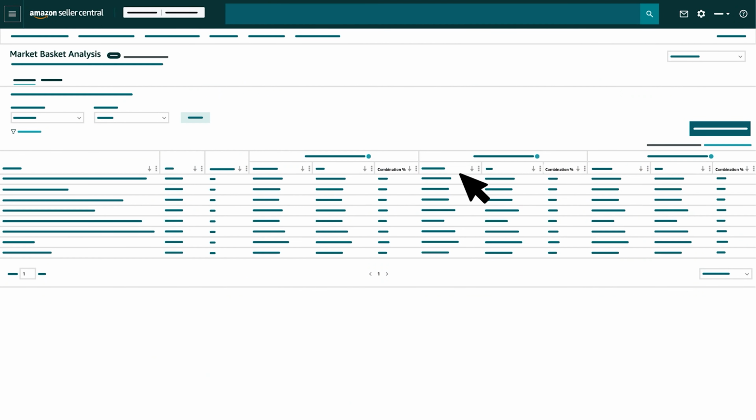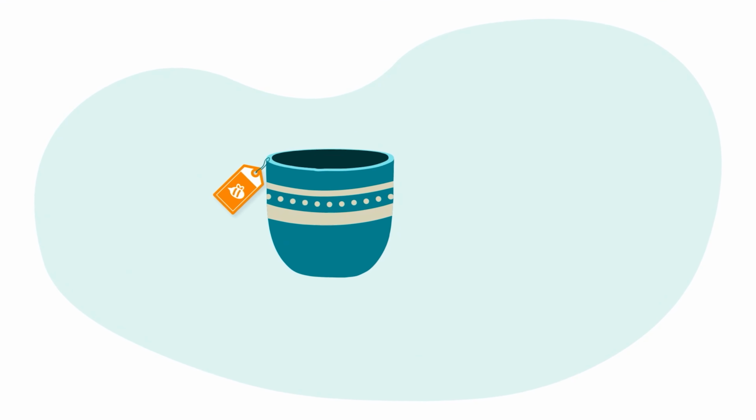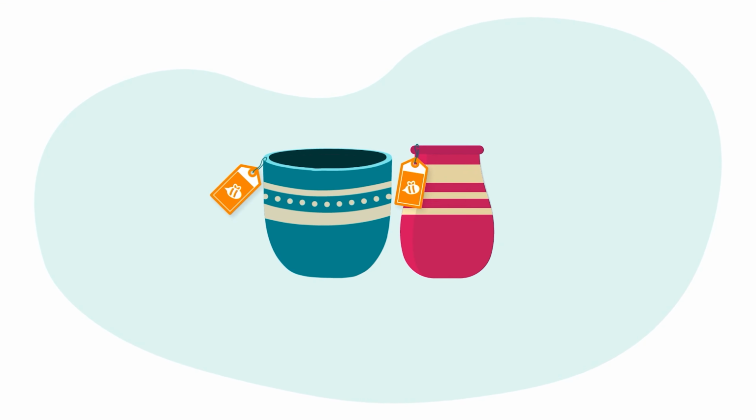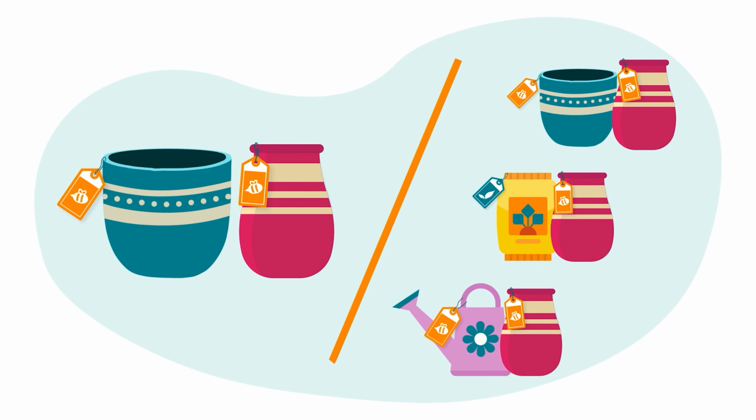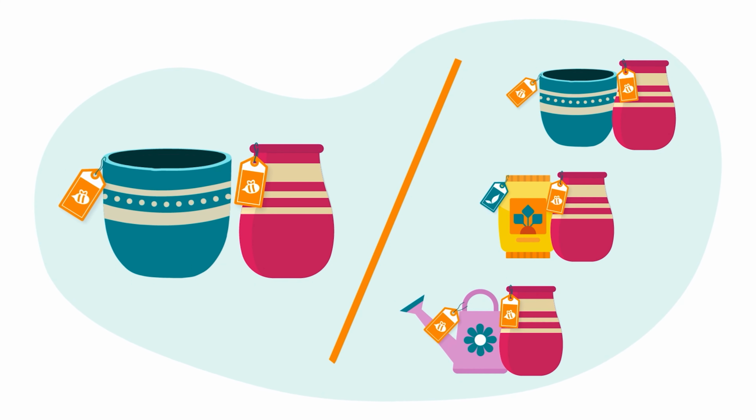Next to all 3 products, you'll see a combination percent. That's the number of times the product was purchased with your product divided by the number of times any product was purchased with your product.